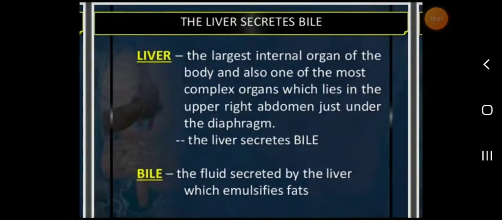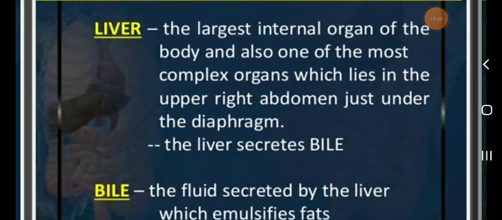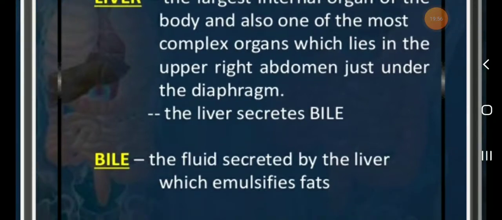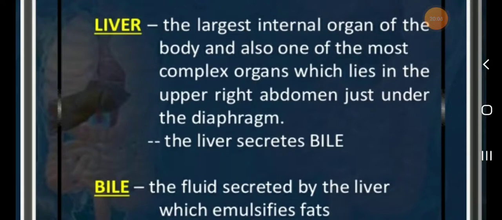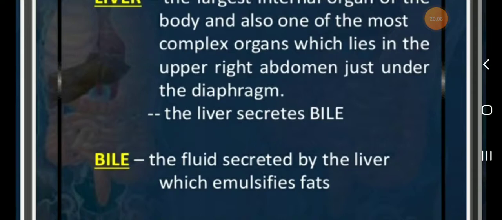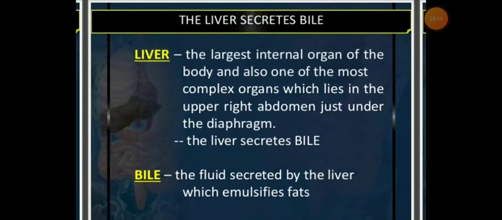Next students, the liver. The largest internal organ of the body. Which one is the largest internal organ? Liver. It is also one of the most complex organs, which lies in the upper right abdomen just under the diaphragm. The liver secretes bile. Next, bile is the fluid secreted by the liver which emulsifies fats.